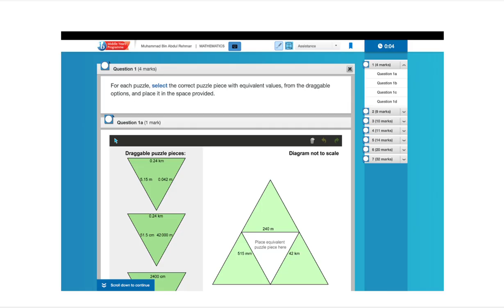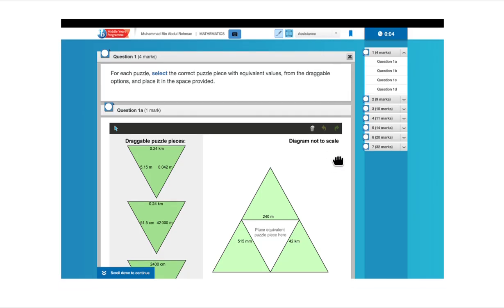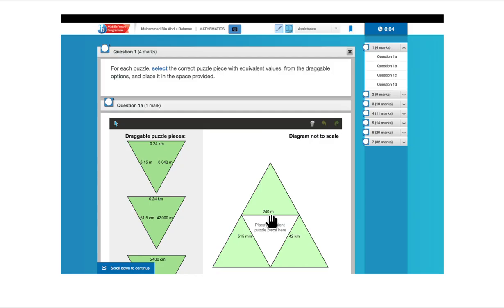So, the first question, which is of 4 marks, says for each puzzle, select the correct puzzle piece with equivalent values from the draggable options and place it in the space provided. So, we have 240 meters, 5.15 millimeters, and 42 kilometers. Focusing on 240 meters first.